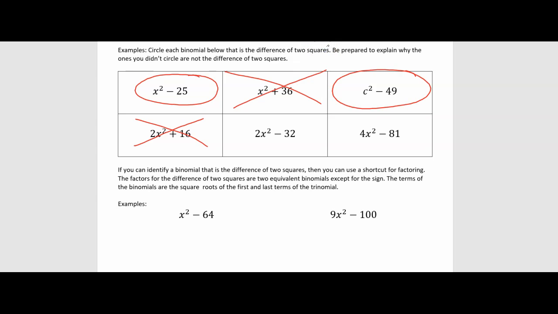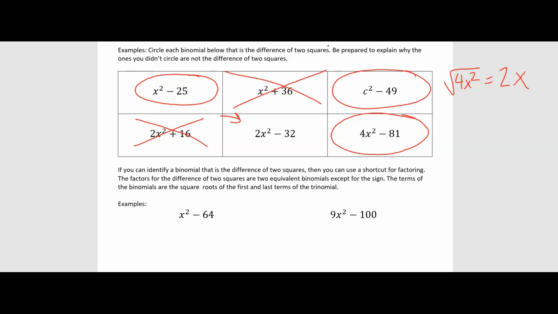This one we're good. 49 is a perfect square, c squared is a perfect square. This one we are also good. If I take the square root of 4x squared, I would get 2x. And the square root of 81 obviously is just 9.